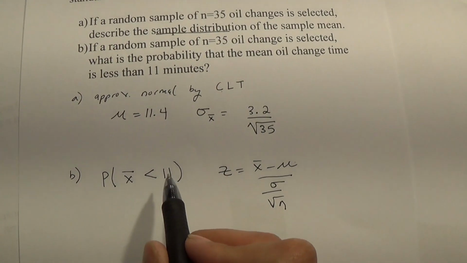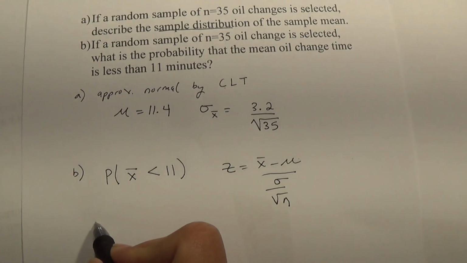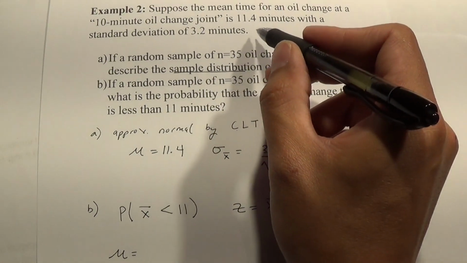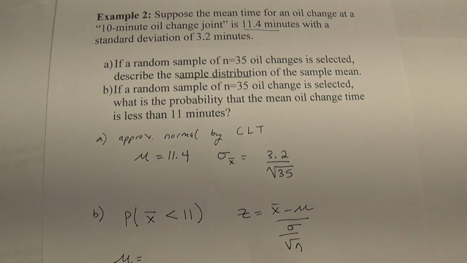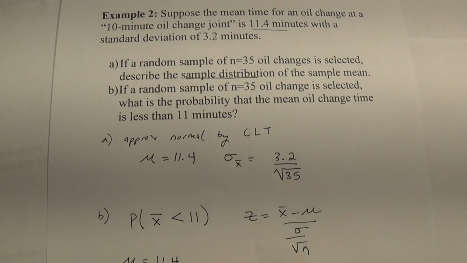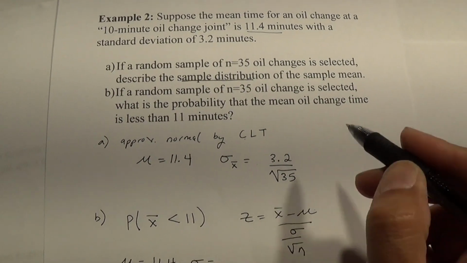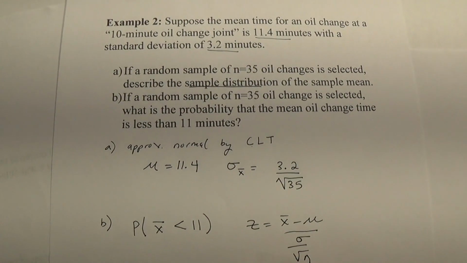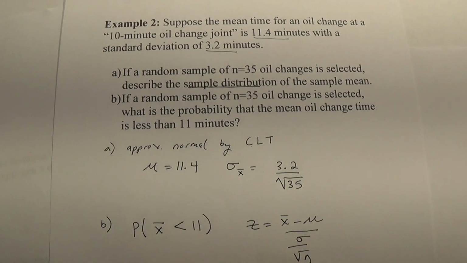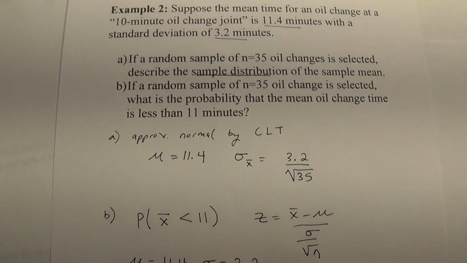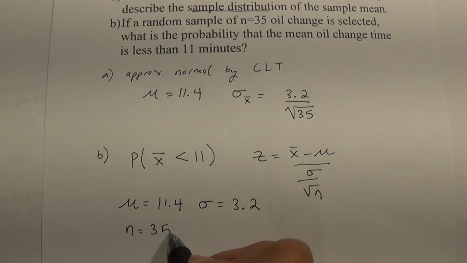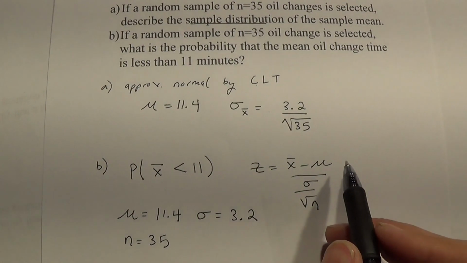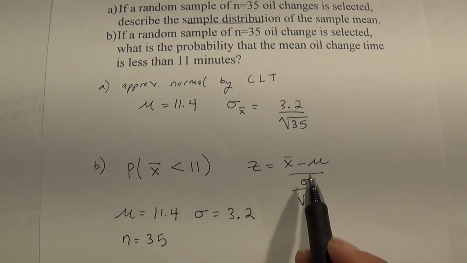X bar is going to be 11. The mean, according to the problem, is 11.4 minutes. The standard deviation is 3.2 minutes. N is 35. And we need to plug everything into this formula now.